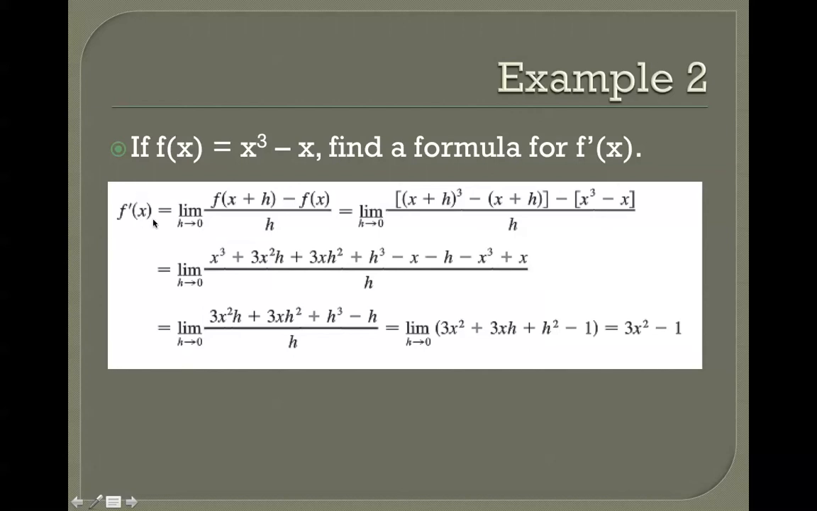So f prime of x is the limit as h approaches 0. What we do is we simply plug in x plus h for every x. So it's going to be (x plus h) cubed minus (x plus h), minus f of x, which is the entire thing. With a little bit of algebra, we can simplify down to 3x squared minus 1.